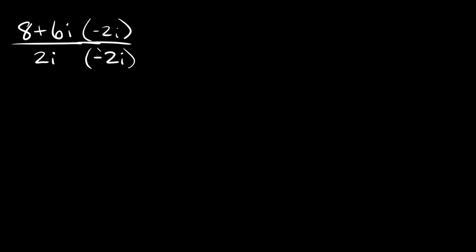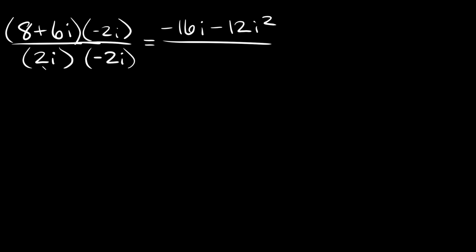All right, so now let's just multiply these all together. All right, so on top, we're just going to distribute this negative 2i into these parentheses. So negative 2i times 8 is equal to negative 16i, and negative 2i times positive 6i is equal to negative 12i squared. Okay, and then on the bottom, 2 times negative 2 is negative 4, and i times i is i squared.